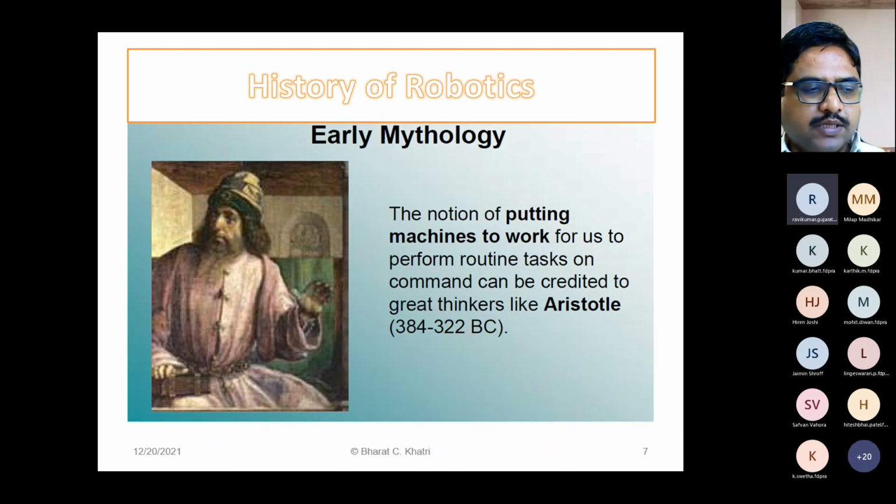Right? So the first thing that comes up when we discuss the history of robotics is Aristotle, 384 to 322 BC. He was a great thinker. He thought: is it possible that we can put a machine to work for us, to perform routine tasks on command? So he thought of this very early. In 384 to 322 BC, Aristotle thought about how one machine can be put to perform the tasks given by human beings, or routine tasks. So he thought about automation first of all.